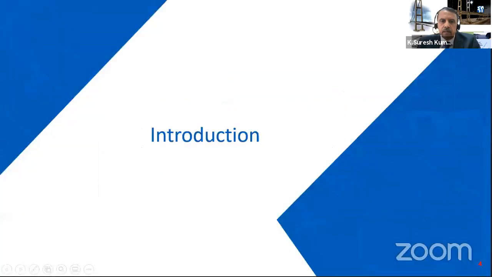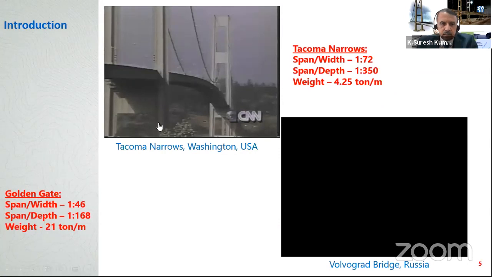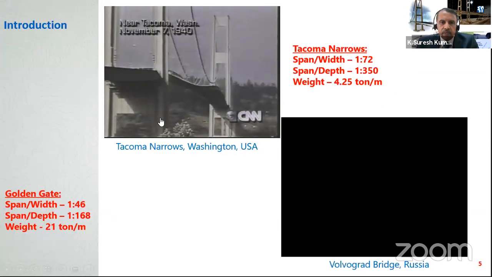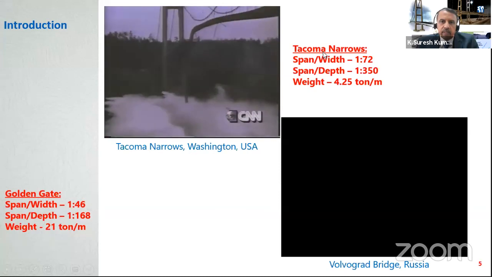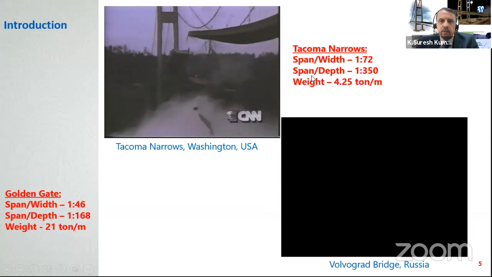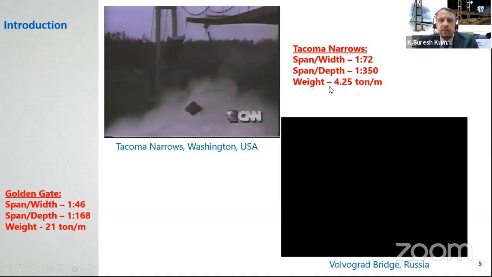So starting with introduction, these videos have been seen a number of times by everybody, so I don't have to talk too much about it. Some of the important things here are that you have to look at the span by width ratio and the span by depth ratio, as well as the weight. And just for comparison, I'm putting Golden Gate Bridge on the side. Span by width 1 to 46, and span by depth 1:168, and weight is 21 ton per meter. So this was about 3 years before it got opened up in 1937.